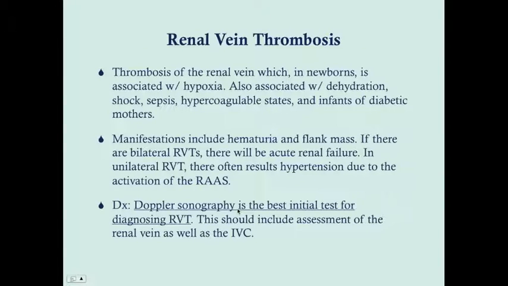Renal vein thrombosis is a thrombosis of the renal vein, that would make sense, which in newborns is typically associated with hypoxia. It's also seen a lot in newborns that are born to diabetic mothers. It can also be due to or aggravated by dehydration, shock, sepsis, hypercoagulable states. Also, and I believe this is for the same reason as infants of diabetic mothers, babies who have very viscous blood, who have a high hemoglobin count, so polycythemia.